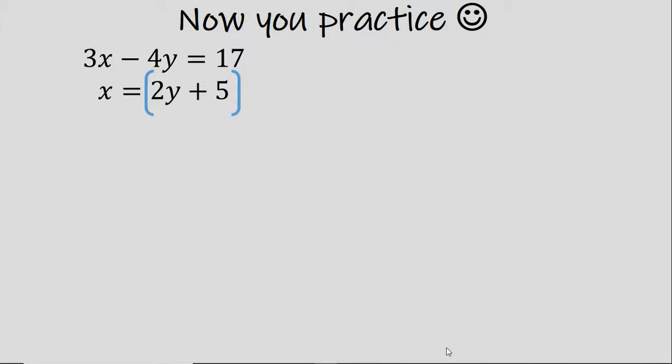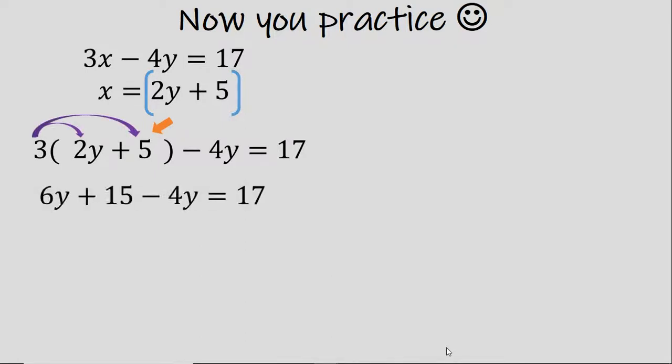Okay, let's check. Well, the second equation had x isolated, so its expression 2y plus 5 can be substituted into the first equation wherever we see an x. So we're going to go ahead and take out the x in the first equation and substitute 2y plus 5. Now our equation only has y's and we can solve.